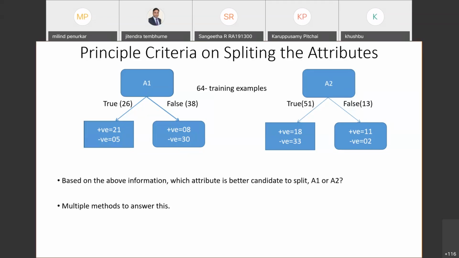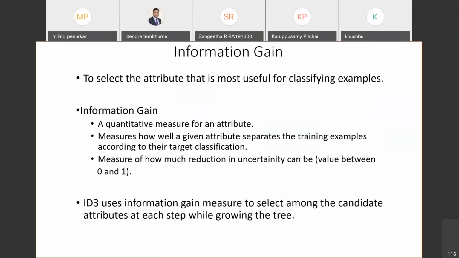So now based on the above information, which attribute is the better candidate to split, A1 or A2? We have multiple methods to answer this. Let's start with the first, called information gain. What this information gain is: which information we have gained so far from the training set.